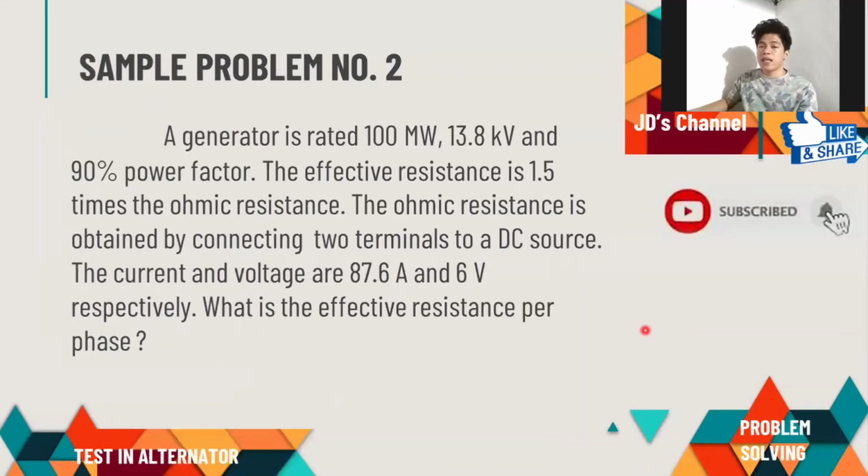A generator is rated, again, 100 megawatt, 13.8 kV, and a 90% power factor. The effective resistance is 1.5 times the ohmic resistance. The ohmic resistance is obtained by connecting two terminals to a DC source. The current and voltage are 87.6 ampere and 6 volt respectively. What is the effective resistance per phase? Okay, class, so it is still the same thing we are looking for. Okay, so we go now to our solution.